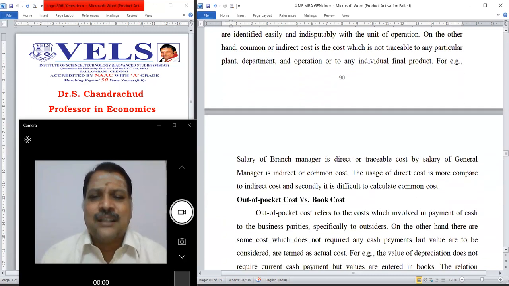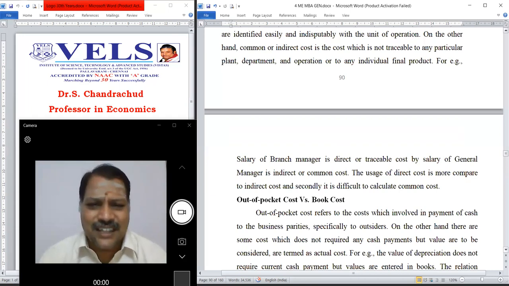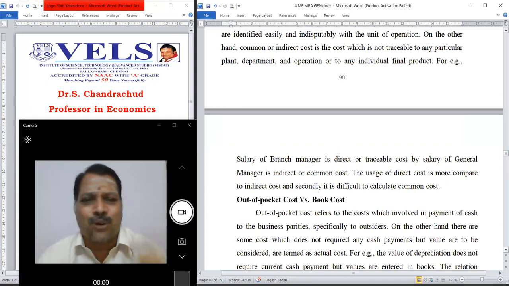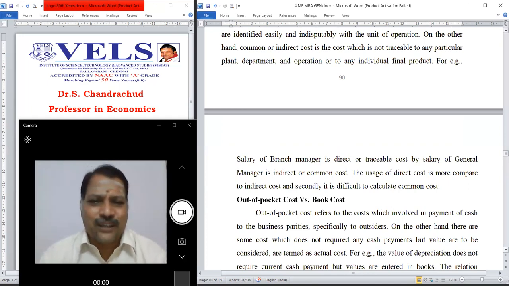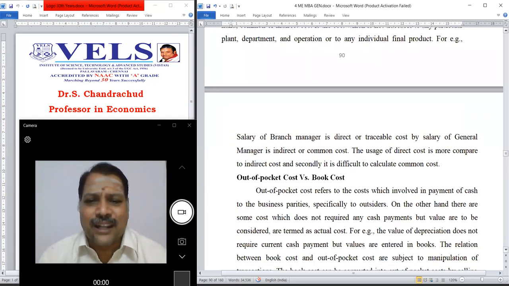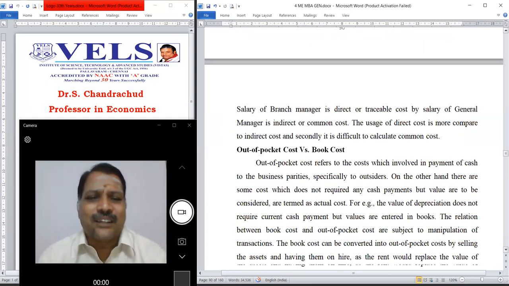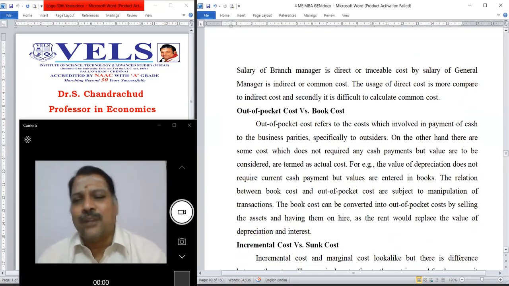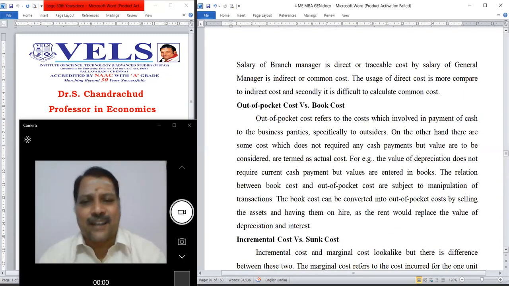For example, the salary of a branch manager is a direct or traceable cost, as the salary of a general manager is indirect, a common cost. General manager means he cannot be tied to a particular thing. Branch manager salary is direct, but the general manager's is not, because it includes more economic indicators. The use of direct cost is more compared to indirect cost, and secondly, it is difficult to calculate the common cost.